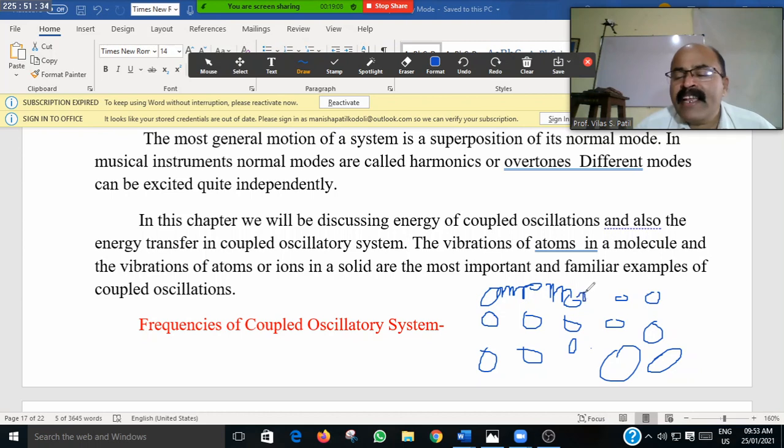Again here is the spring, elastic spring, and that elastic spring will be connecting all the atoms. Also there will be, in this way, elastic spring, in this way elastic spring. An elastic spring will be connected to the neighbor atom. Okay, in this way all the nearer atoms will be bound with the elastic spring.